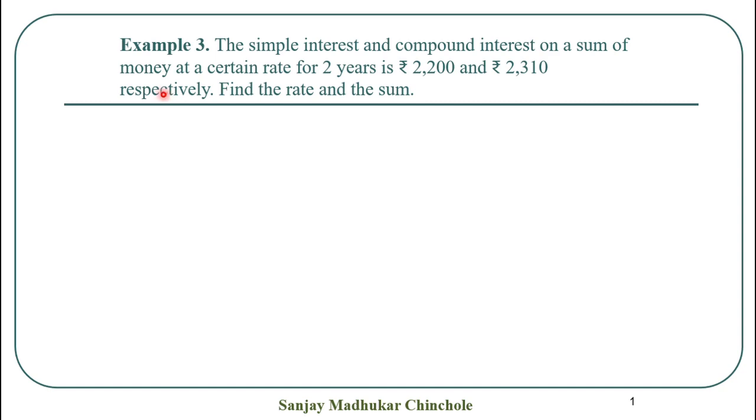And the compound interest on a sum of money at a certain rate for 2 years is rupees 2,200 and rupees 2,310 respectively. Find the rate and the sum. Here we are given the simple interest on a certain amount. That certain amount is not given, so P is not given here.